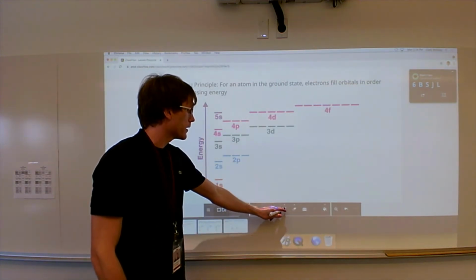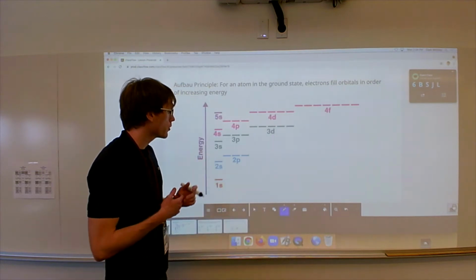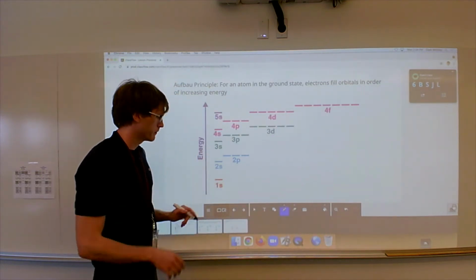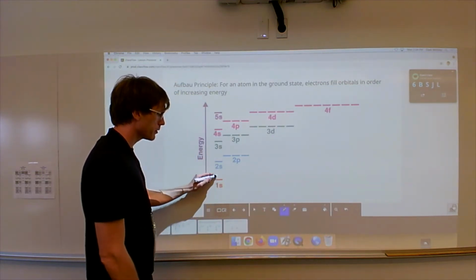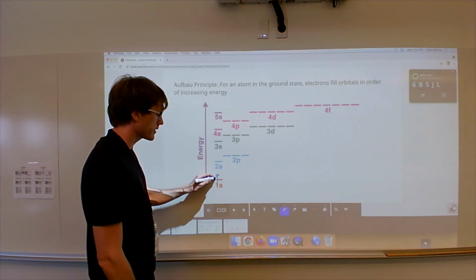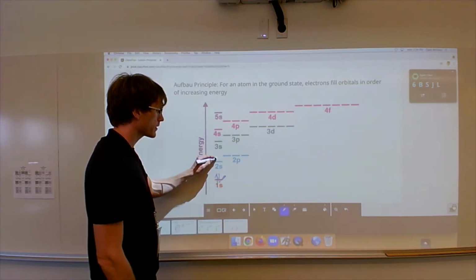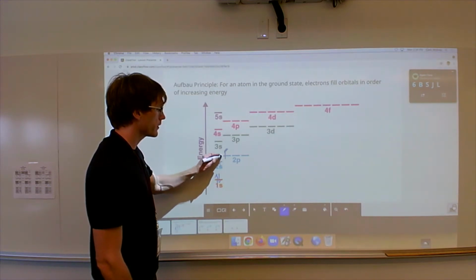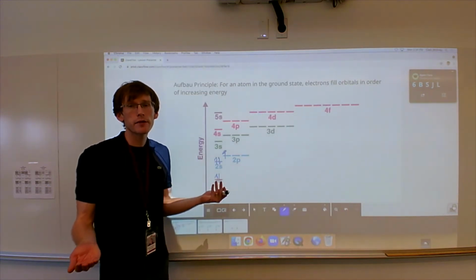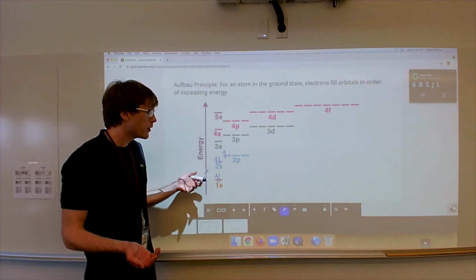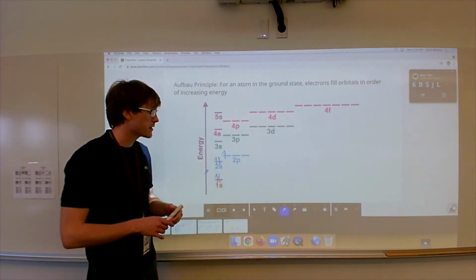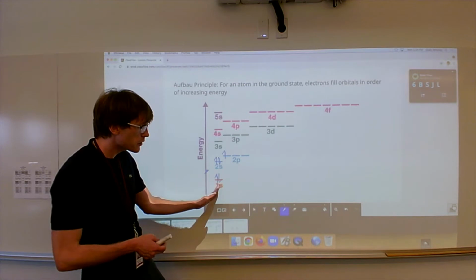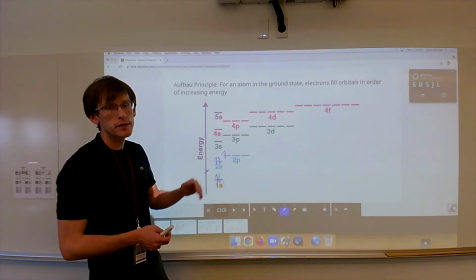So, let's consider, say, boron. Boron is going to put 2 electrons in the 1s, and then it's going to have 2 electrons in the 2s, and then it's going to have an electron in the 2p. It has 5 electrons, so at this point, that's all it has. But notice we filled first the 1s, and then the 2s, and then the 2p gets an electron.